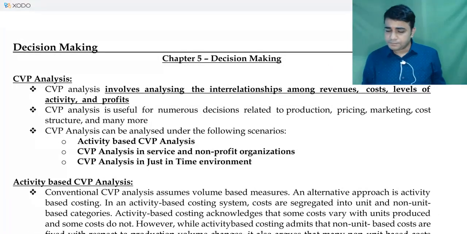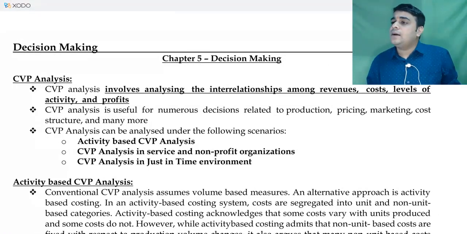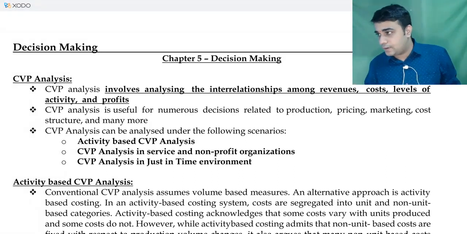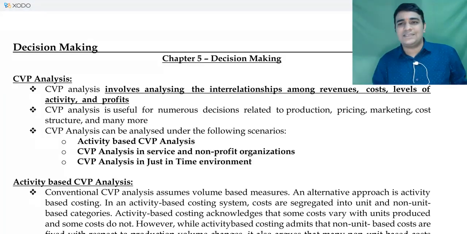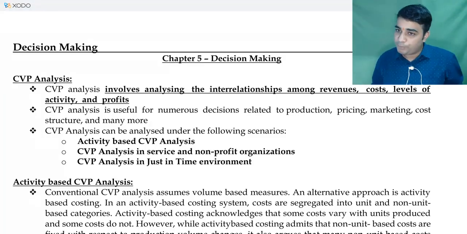In decision making, we started with learning the basics of marginal costing. Marginal costing is also known as CVP analysis. Why it is also known as CVP analysis is that it tries to find out the impact of changes in cost and volume on the profits of the company. CVP analysis, cost, volume, profit analysis, looks at what changes should happen on the cost and volume so that you get the target profit, or what should be the volume sold so that I get my target profit. So basically it tries to link these three items: cost, volume and profit.